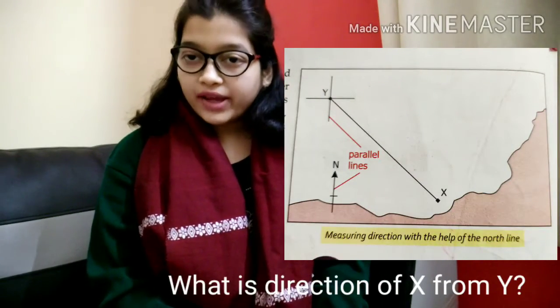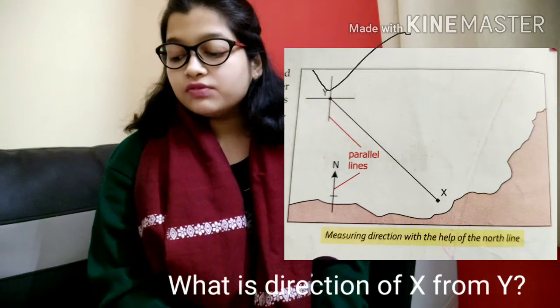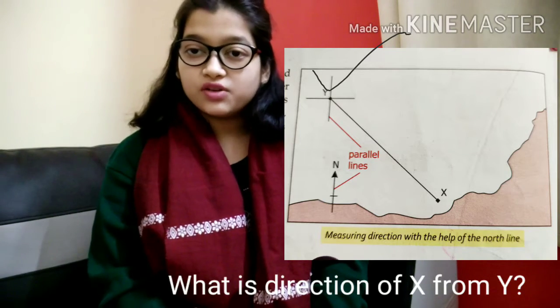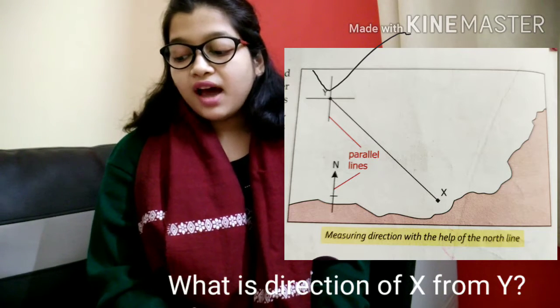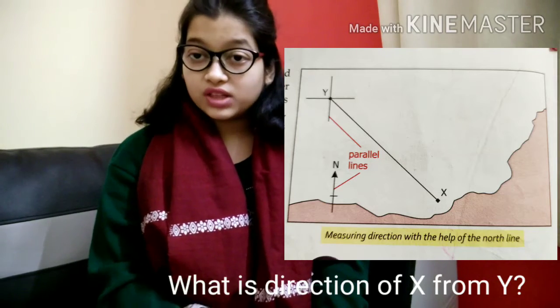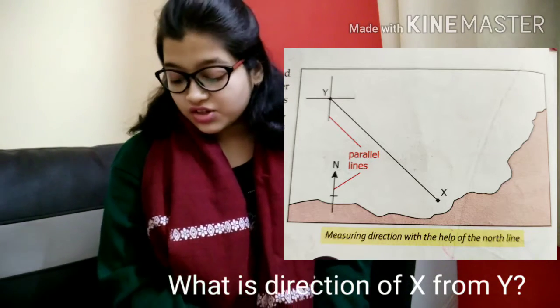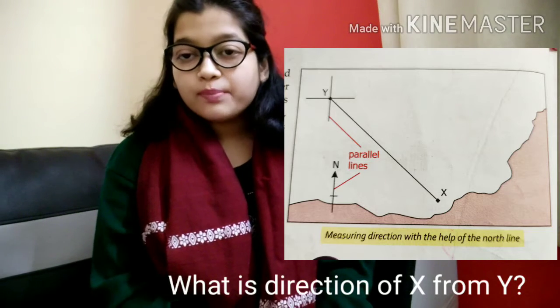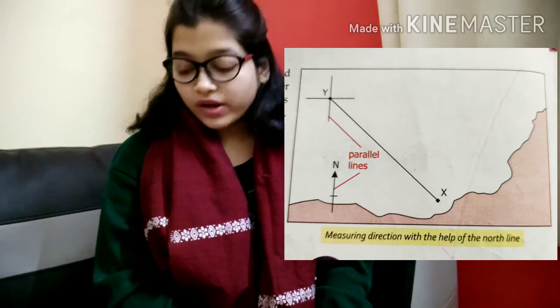If the question is asked, find out the direction of x in respect to y, then how will you measure the direction? You need to put a north line on y. After that you will join x and y by using a ruler. Then you will get the answer of the location of x in respect to y. This example is also given in your text, in page number 18. You all can see that.